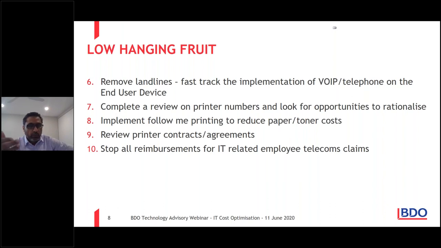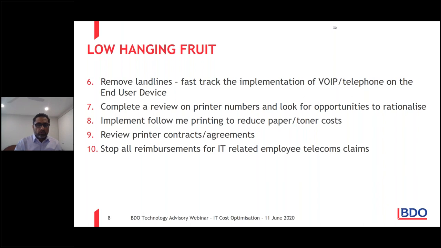Number seven on the list: review all the printers that you have in your organization. Because there are times where people have printers on their desks, and they want to have that facility where they don't want to get up and get the printout from a printer maybe 20 meters away. Now, this could be an opportunity, given that a lot of people are working from home, and that is going to become the norm. Hot desking is becoming more and more important. By reviewing the number of printers that we have, that could be an opportunity to reduce cost and rationalize the number of printers that you have.